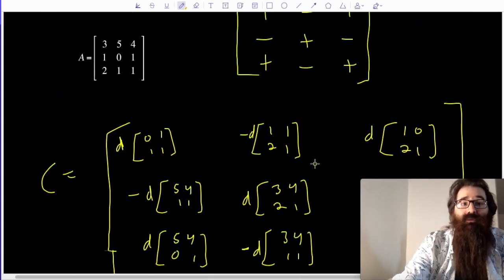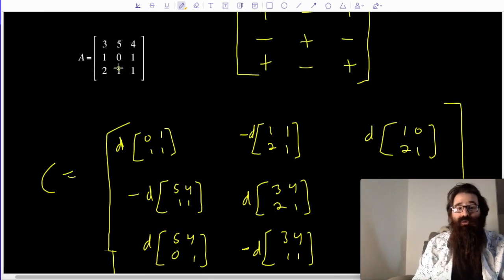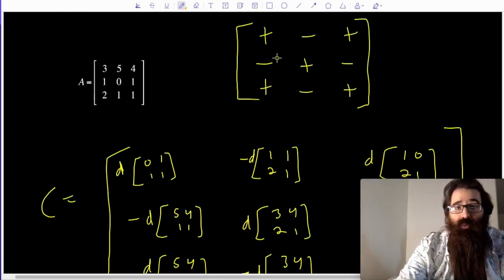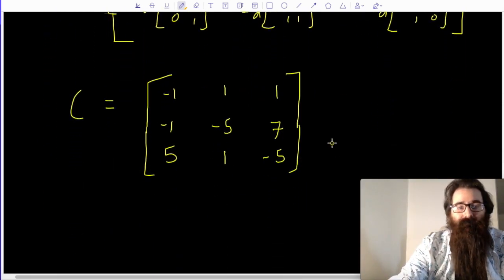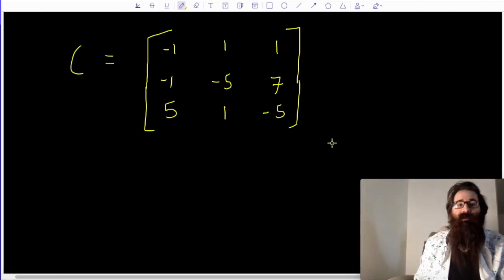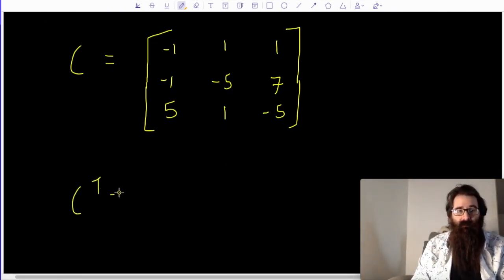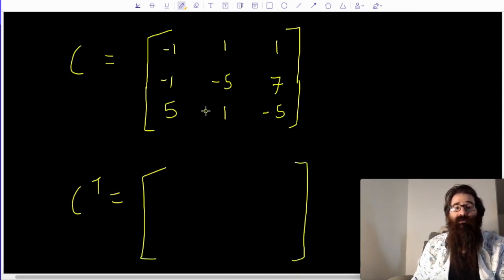What did I have to do? I had to find the smaller determinant, and I had to either keep or flip the sign based on my checkerboard pattern. And this is all of my work sort of supplied there. Now that I have the cofactor matrix, I want to find the transpose of this. Now for the transpose of the cofactor matrix, what I'm going to want to do is just rewrite the columns as rows and vice versa.